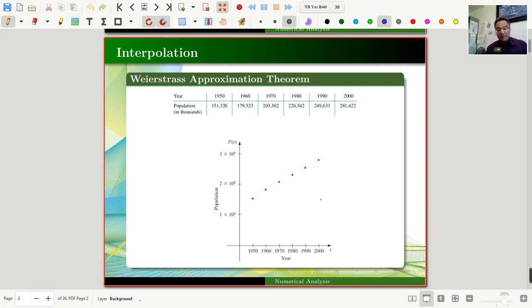But if we want to know, for example, the population of this country in 1963, how much is it? Or, for example, we want to know in 1997, how much is the population of the country? For finding this value, we need a new concept in numerical analysis. We call it interpolation. Okay?